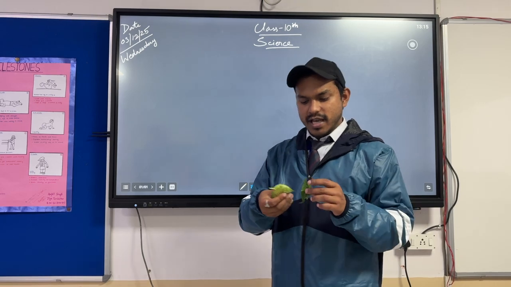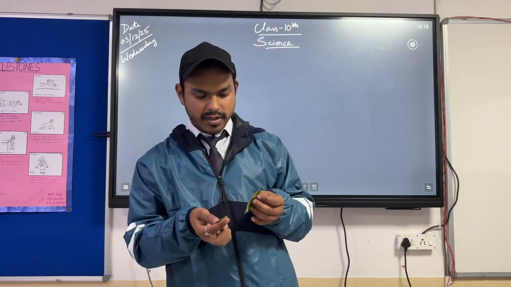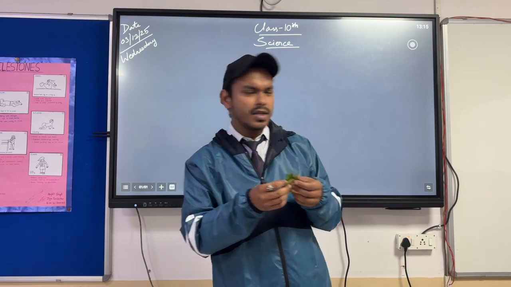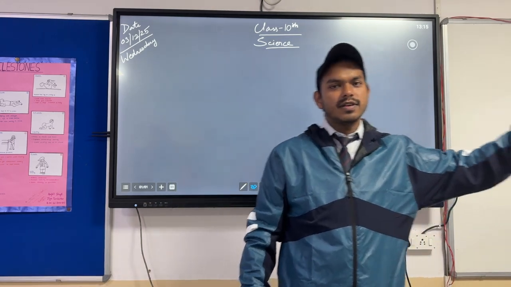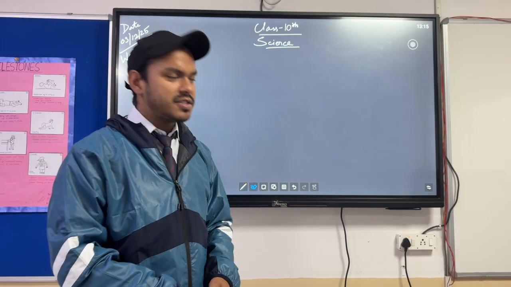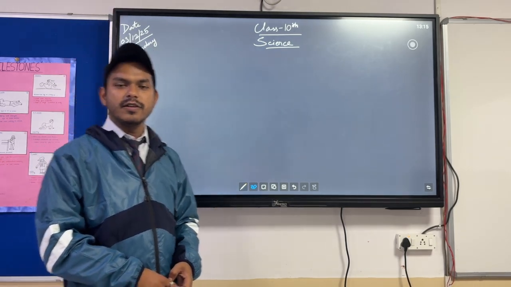Here are a few examples of leaves, and each and every leaf is green in color. Do you know why the color of leaves is green? There is a pigment called chlorophyll which is present in leaves, due to which the color of leaves is green.